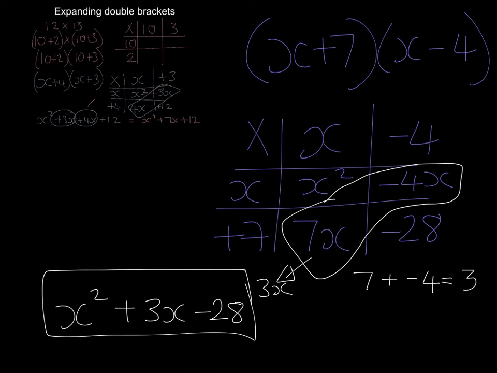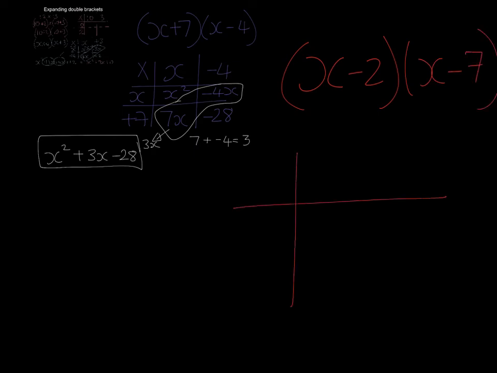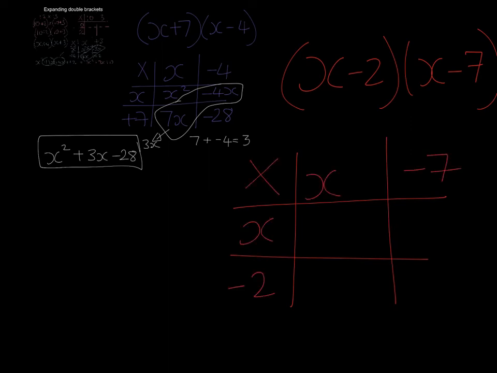One last one then, and we'll have a look at negatives. So x minus 2 and then x minus 7. Same grid layout, complete it. x minus 2 and x minus 7. First part nothing's changed, so we've got x squared, then minus 7 lots of x is minus 7x, minus 2 lots of x is minus 2x.